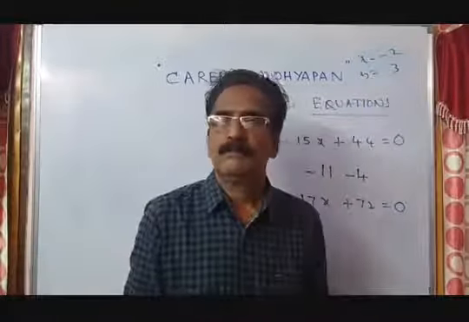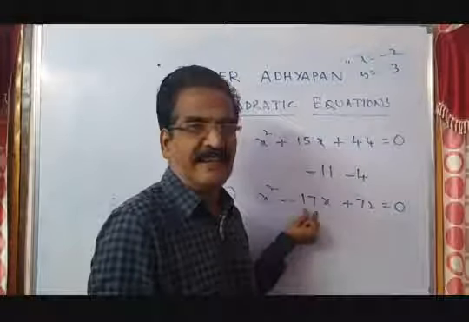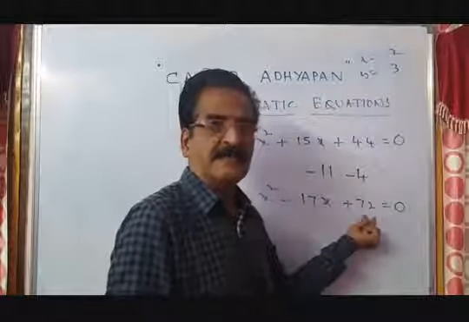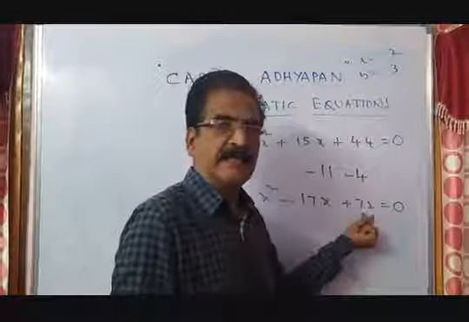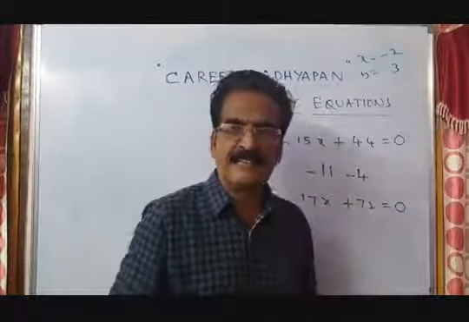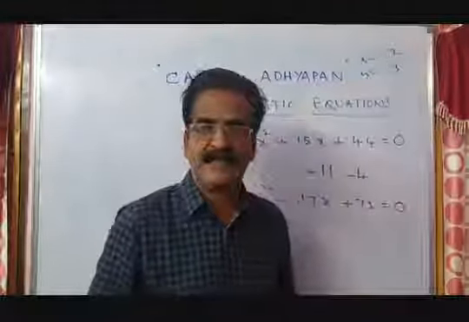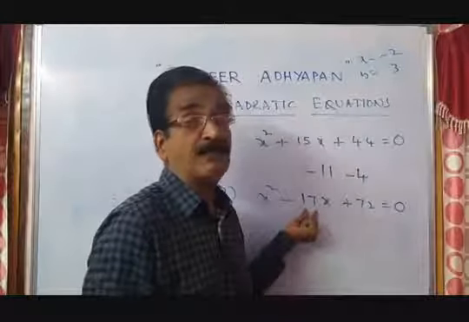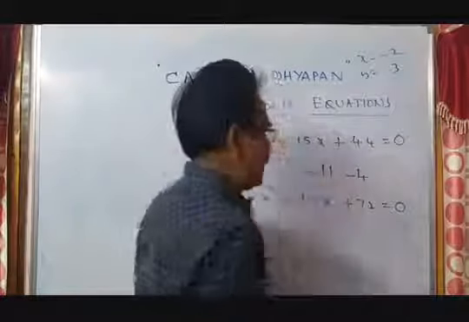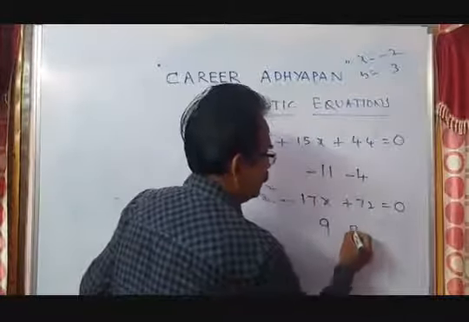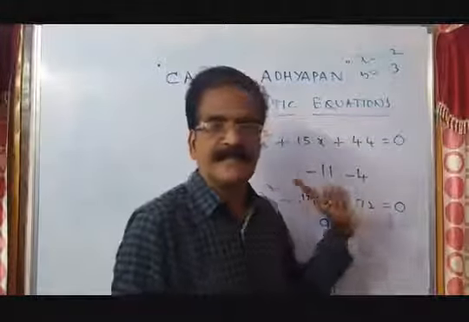Here also, sum 17, product 72. What are the factors of 72? So many factors are there for 72, but the sum of those two factors must be 17. Such factors are 9 and 8. 9 plus 8 is 17, and 9 eights are 72.